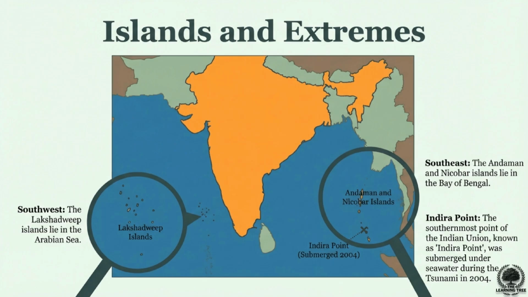The southernmost point of the Indian Union is known as Indira Point. This point was submerged under seawater during the devastating tsunami of 2004.